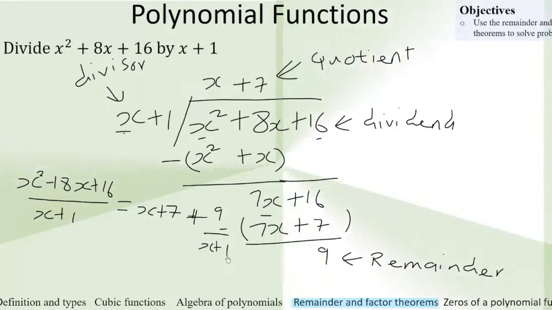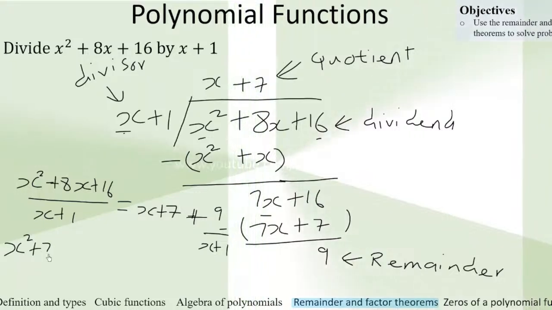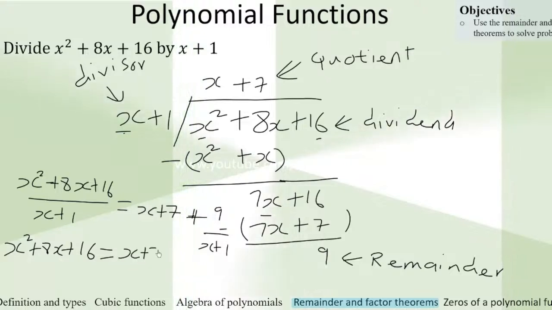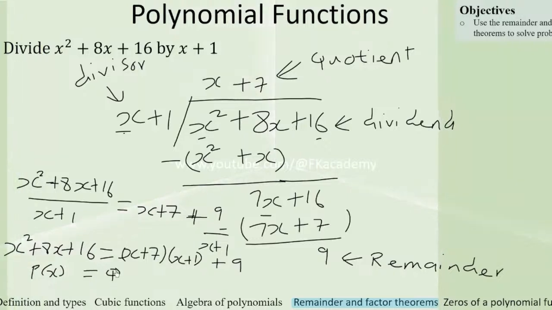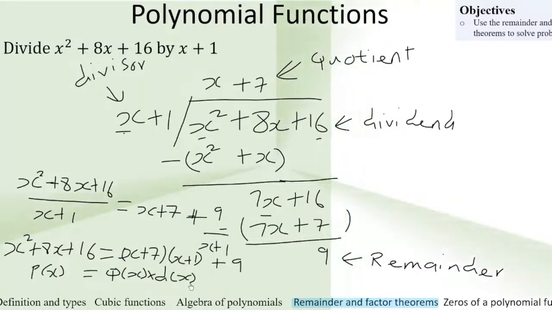Now when we multiply through by x plus 1, we are going to get x squared plus 8x plus 16 is equal to x plus 7, then we have x plus 1, then we have plus 9. So you can see that the polynomial p of x is equal to x plus 7, which is the quotient. Let's call it q of x. Then times the divisor, which is d of x, plus the remainder. So the remainder is 9.